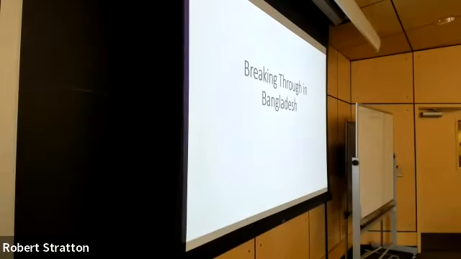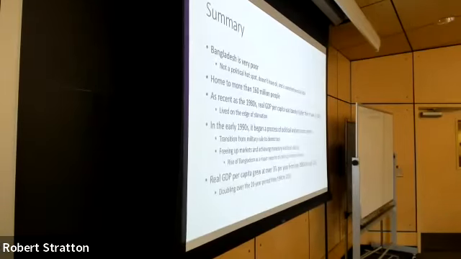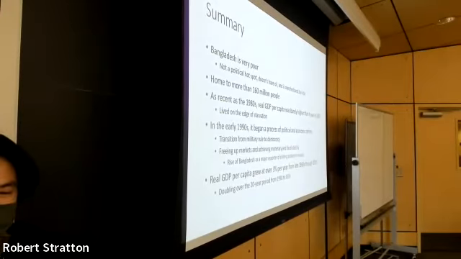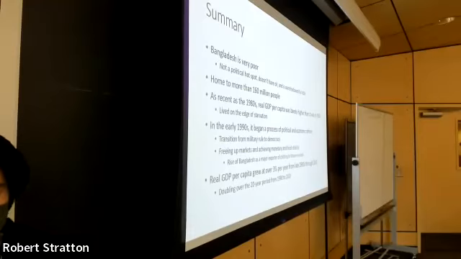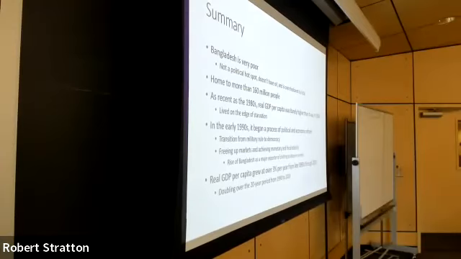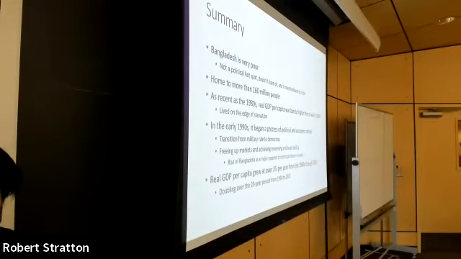Okay, so the next one was Breaking Through in Bangladesh. So the summary was Bangladesh is very poor, so it's not really a political hotspot, doesn't have any oil, and is overshadowed by its neighbor, which was India. But it's home to more than 160 million people. And as recently as the 1980s, real GDP per capita was barely higher than it was in the 1950s. And the country lived on the edge of starvation. In the early 1990s, it began a process of political and economic reform when it went from military rule to democracy, freeing up markets and achieving monetary and fiscal stability. And this led to the rise of Bangladesh as a major exporter of clothing to Western markets.